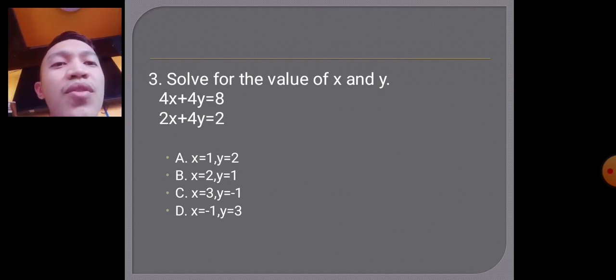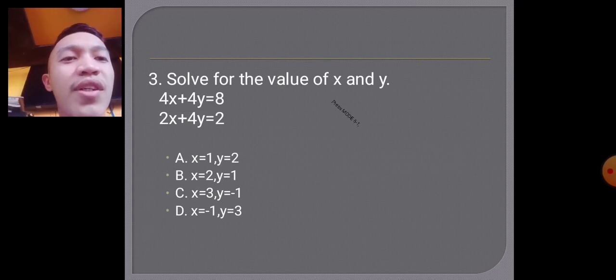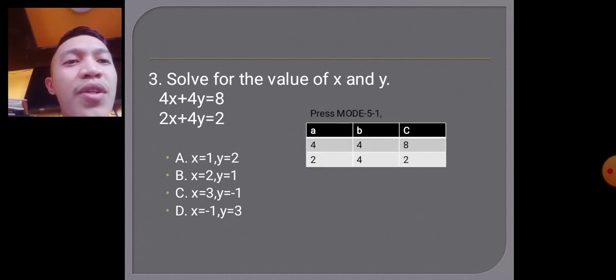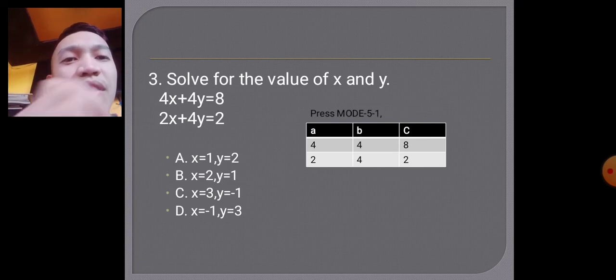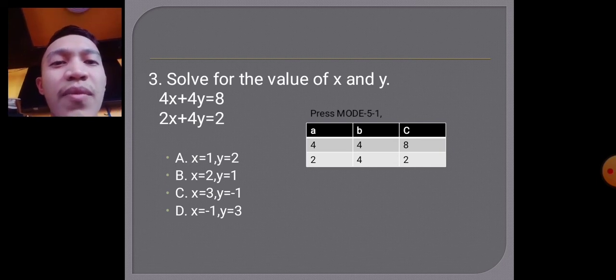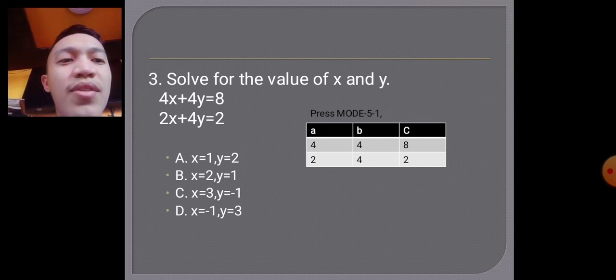To solve that using our calculator, we just press mode, 5, then 1. After pressing those, you will have this on your calculator. You simply input the values corresponding to A, B, and C, wherein A is the X, B is the Y, and C is the constant. For equation 1, our A is 4, our B is 4, and our C is 8. For equation 2, our A is 2, and our B is 4, and our C is 2.